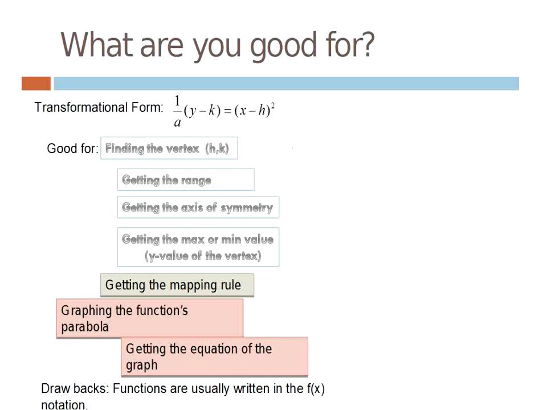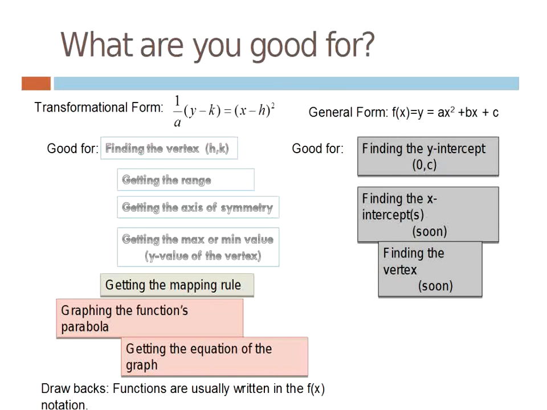Now these forms are good for different things. Transformational form is great for a lot of things. However, as you see down here, we don't usually write it in this notation. They're usually written in f of x notation. So we want y equals, like the general form.